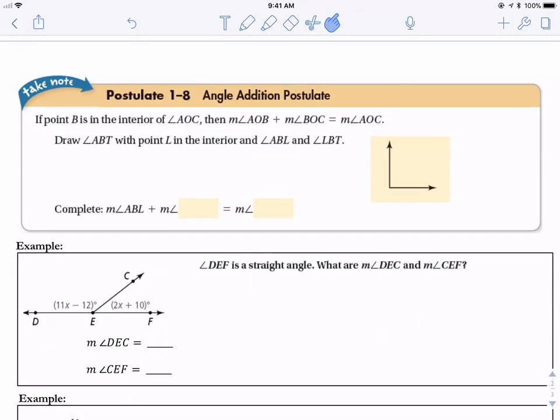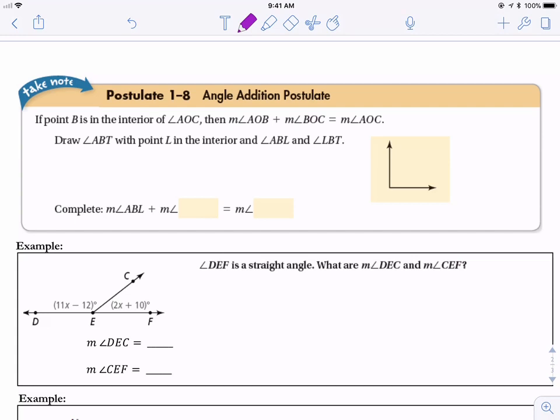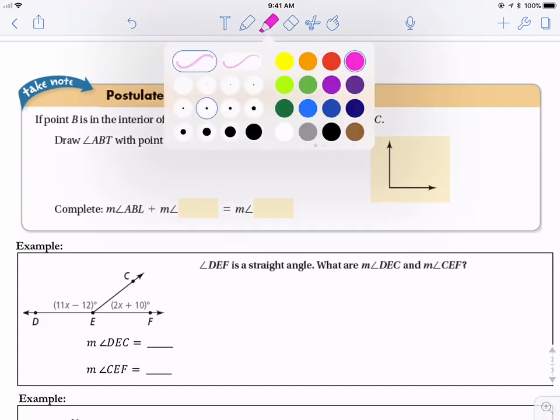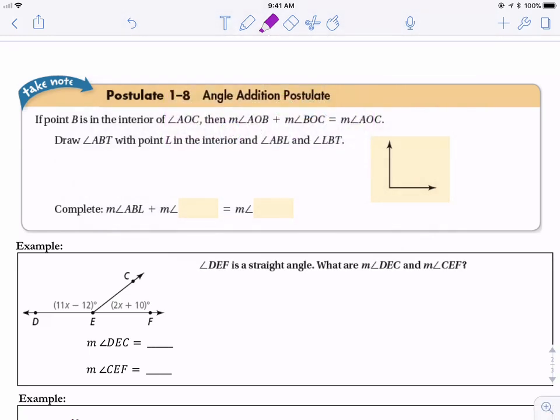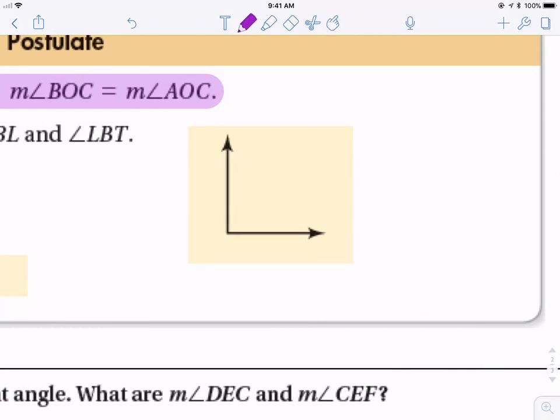Okay, so we have one more postulate. Remember, a postulate is a statement that we assume to be true. It's supposed to be kind of an easy to understand, obvious statement. So this postulate looks a little bit complicated at first, but actually it's pretty easy to understand once you look at a picture here. Okay, so it says let B be the interior of angle AOC. So let's say this is angle AOC. And remember, the vertex is going to be the middle letter of the angle, so that would be O. And B would be some point in the interior of the angle.